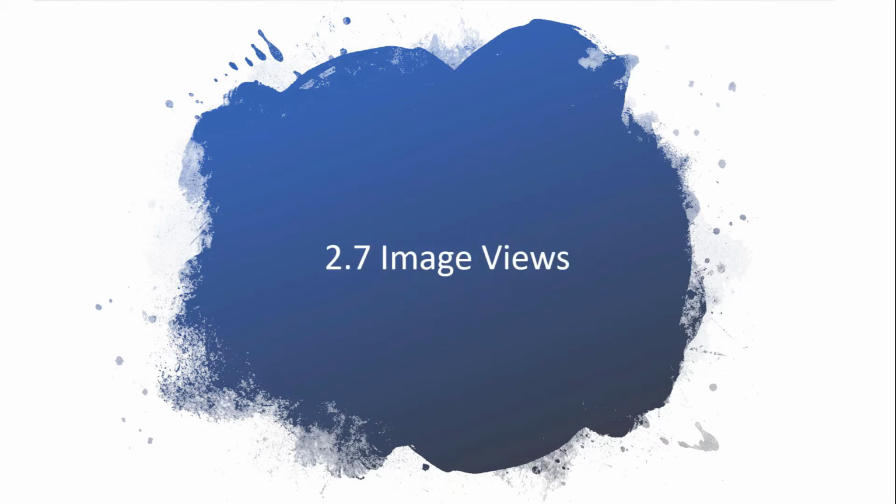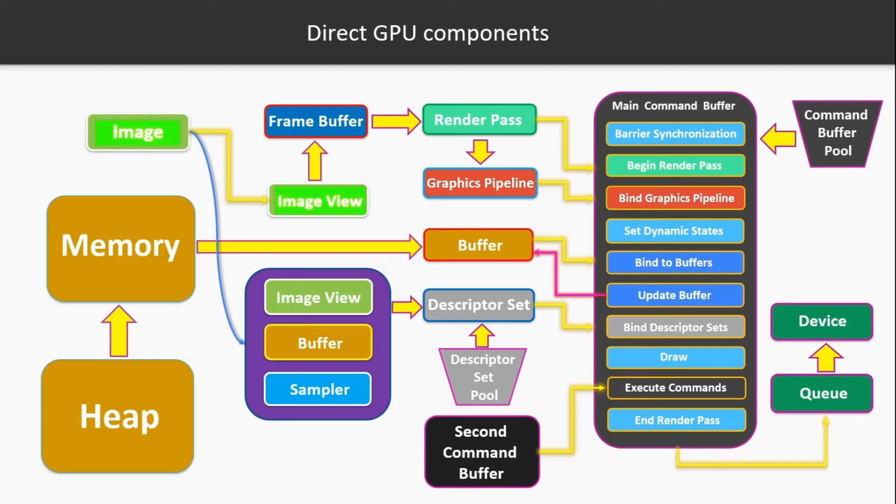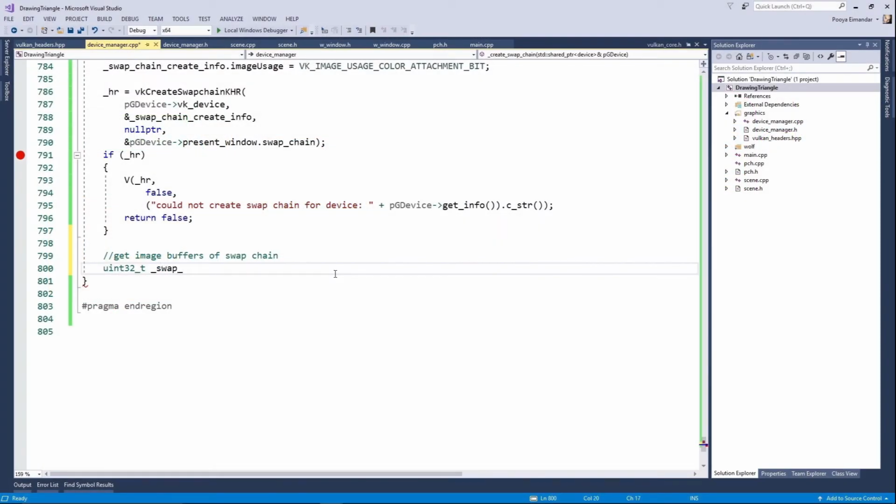In this video, we are going to create image views. Welcome back. In the previous video, we successfully created the swap chain. Now we need to create image buffers for the swap chain.